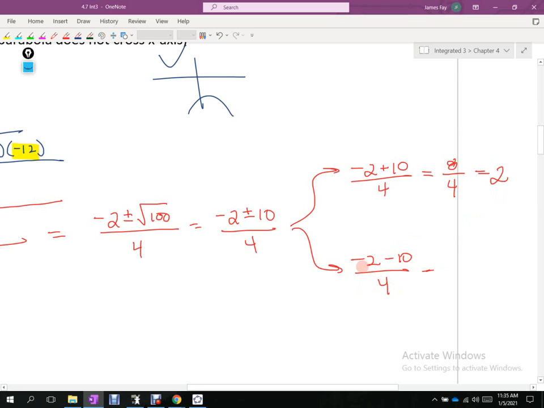Down here on the bottom, -2 minus 10, -12, divide that by 4, you get -3. And when you get down to that far, that is what x is equal to. X is equal to 2, and x is equal to -3. Those are your two solutions. Those are two spots that this graph would cross the x-axis.